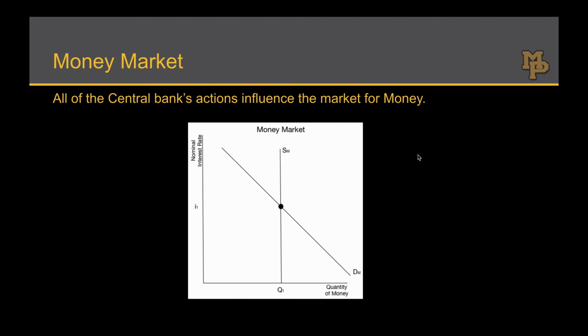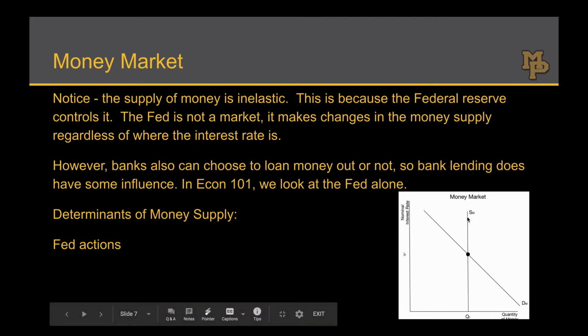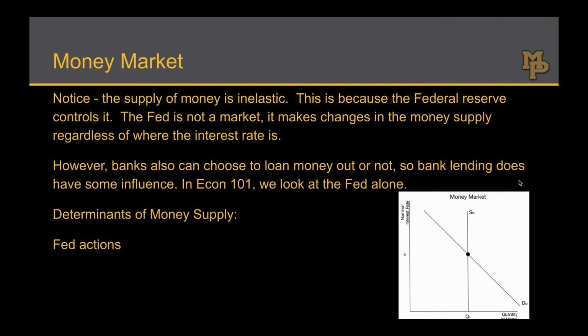Again, let's be very careful with our titling of our graphs, because this is a great way to do well on the AP exam and make sure that you show that you can draw graphs correctly. For the money market, the supply of money is inelastic because the Federal Reserve, our central bank, controls it. The Fed is not a market, so the Fed doesn't adjust the money supply based on interest rates. It makes changes unilaterally. So the Federal Reserve decides we're going to have a bigger money supply, and they take actions to increase the money supply. The Federal Reserve decides we're going to have a smaller money supply, they take actions to decrease the money supply.